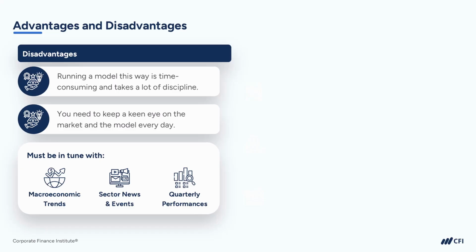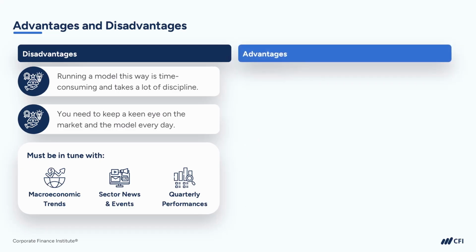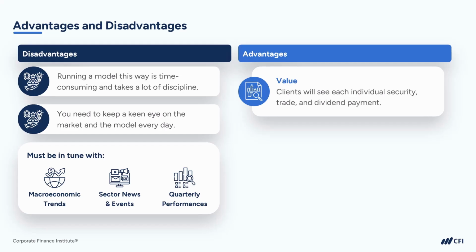Now, those are the risks of using individual equities. But doing so also comes with a lot of benefits. The first of these is the value that you'll bring your clients. Every client who has an allocation to your model is going to see each individual security, each individual trade that you execute when making model changes and rebalancing, and will see each dividend payment hit their account.